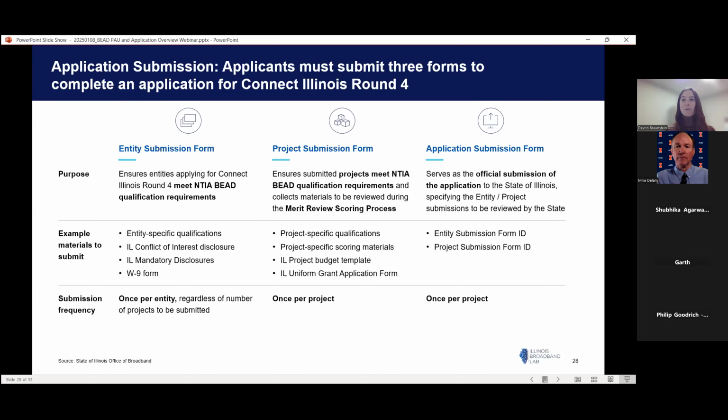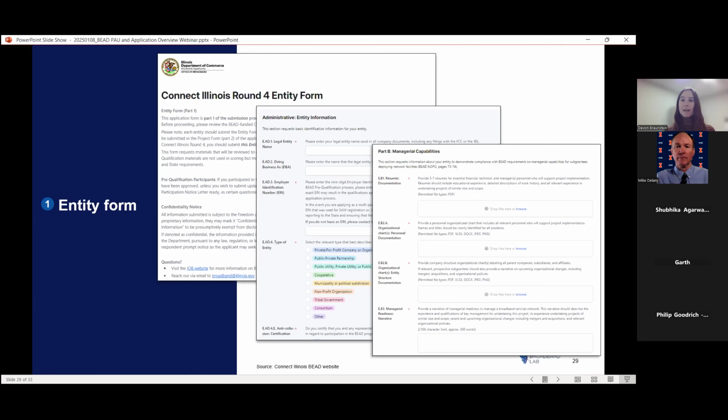So what does the application actually look like? This is not live yet, so I thought it would be helpful to just show you what to expect. Again, if you participated in pre-qualification, it's the same platform, so it'll look very, very similar. We use a platform called Airtable. It's essentially a form that is dynamic, but then on the back end, we can review, make assignments, make comments. And so it's a little bit easier than your standard form that you may have submitted through previous rounds of Connect Illinois.